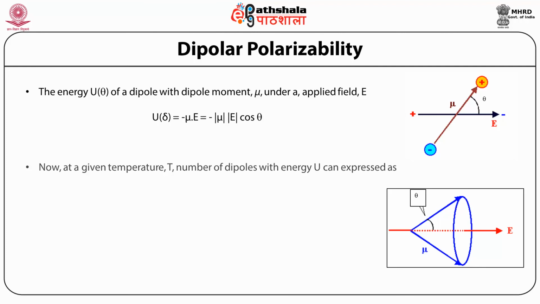So for a given temperature T, the number of dipoles with energy U can be expressed as N(theta) is equal to A times exponential of minus U by kBT, where A is a constant, kB is the Boltzmann constant, and T is the temperature.